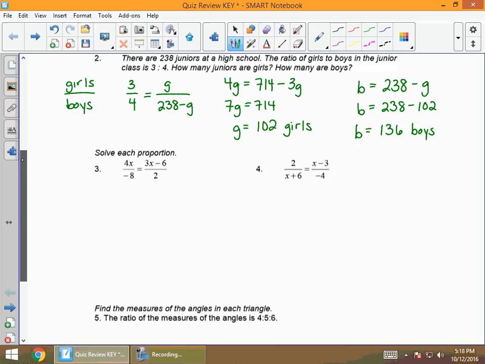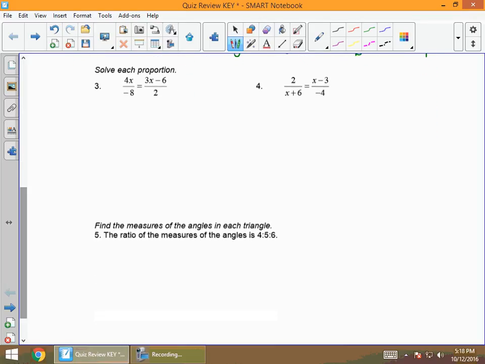All right, number 3 says solve the proportion. Solving a proportion means I'm going to cross multiply. So I'll multiply these two first. 4x times 2 is 8x. And now I'll multiply this one. Equals negative 8 times 3x is negative 24x. Negative 8 times negative 6 is plus 48.